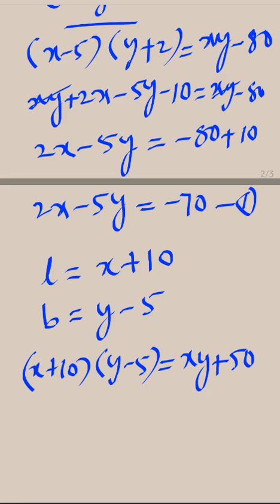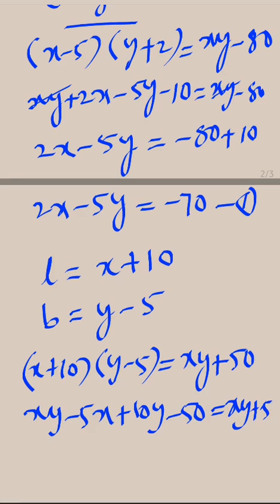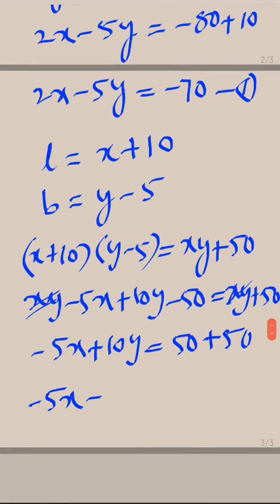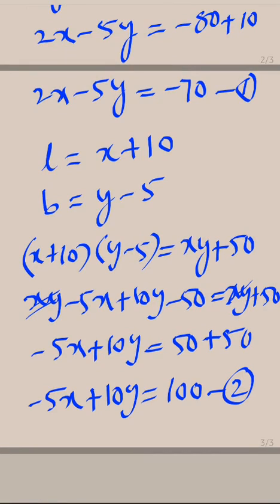Again we can find another equation, that is x into y: xy minus 5x plus 10y minus 50 is equal to xy plus 50. Again you see xy, both same terms and same signs, we can cancel it. Finally we got minus 5x plus 10y is equal to, if I send minus 50, that's plus 50. So 50 plus 50, that is equal to 100. Finally minus 5x plus 10y is equal to 100. So this is the second equation.